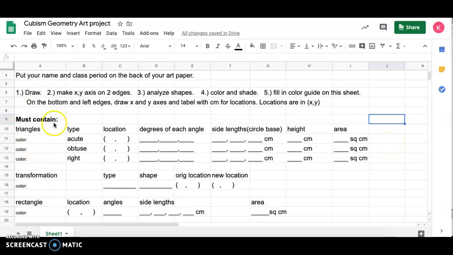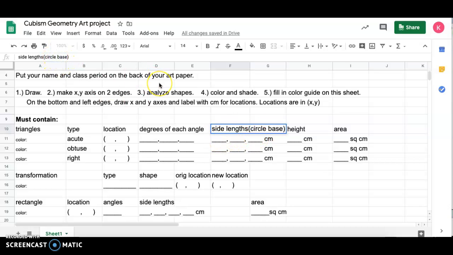So the first section's on triangles. You're going to find an acute triangle. We don't know what color it is yet because we haven't colored it, so skip that part. You're going to tell me the XY location, the approximate degrees of each angle. Now these should add up to 180. You're going to measure in centimeters the three sides of the triangle.